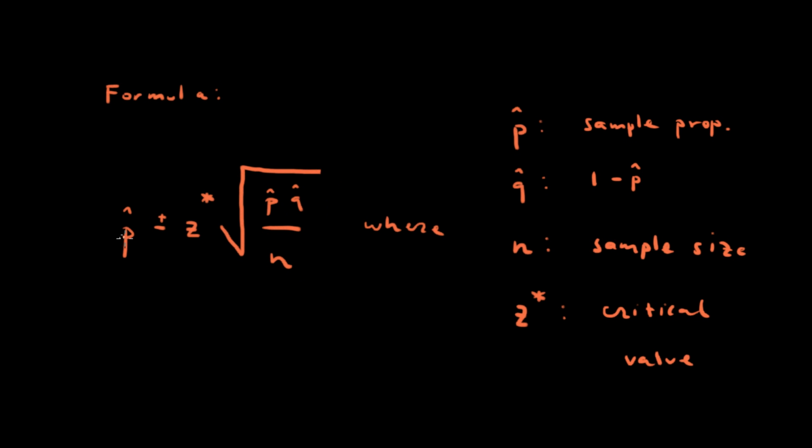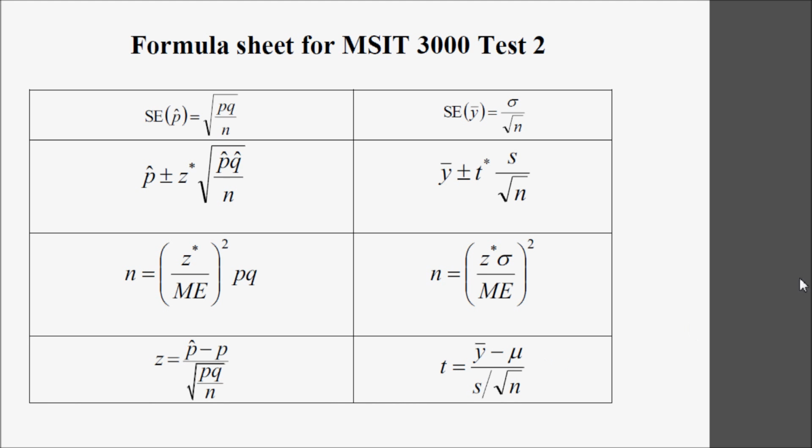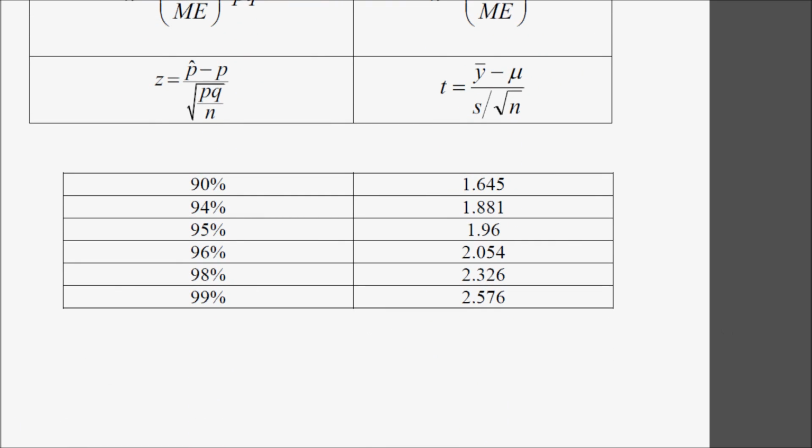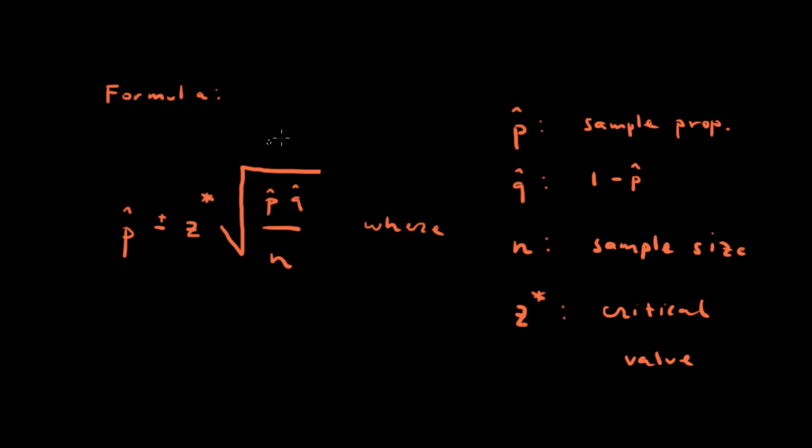That would be this: p-hat, which is a sample proportion, plus or minus z-star, which is a critical value, and that you can find in the formula sheet using this table, times this square root term, and this is the standard error. p-hat is a sample proportion, q-hat is 1 minus p-hat, n is the sample size. These should all be given in the problem, and again z-star you would use that table to figure out.